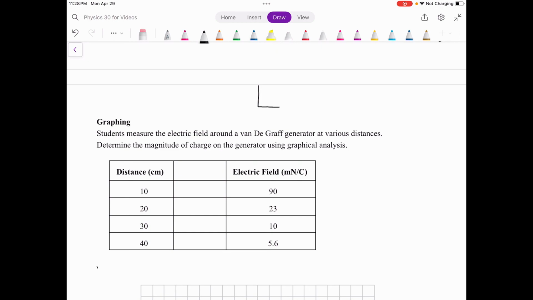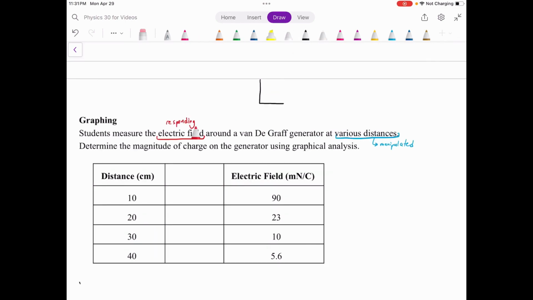Well, what did we change here? They measured it at various distances. So they varied the distance, right? I mean, think about doing this experiment. You're in control of where you measure. That's what you can change about the situation. And as a result of measuring at different distances, you will find that the electric field is different. So the electric field depends on what distance you're measuring it at, right? This is our responding or dependent variable. This is our manipulated or independent variable.